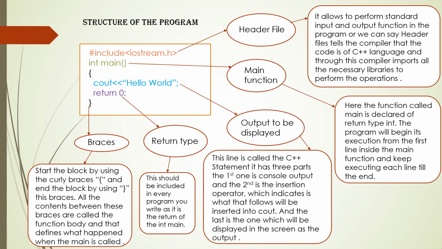After this comes the main function. This function is called main and is declared with return type int. Till now, you only need to understand that there are two lines that are very important before writing your code. The program will begin its execution from the first line inside the main function and keep executing each line till the end.